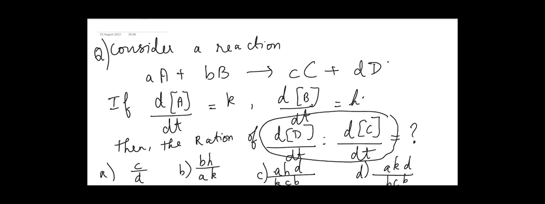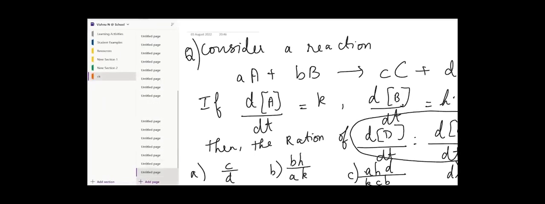So now in this question we are asked to find this ratio. Now seeing this, we can almost decipher what the question is expecting from us. We are given dA by dt and dB by dt. They are asking the ratio of dD by dt is to dC by dt. Now we have already learnt a relation which connects all these rates, dA by dt, dB by dt, dC by dt, with respect to the stoichiometric coefficients. So we can apply that.